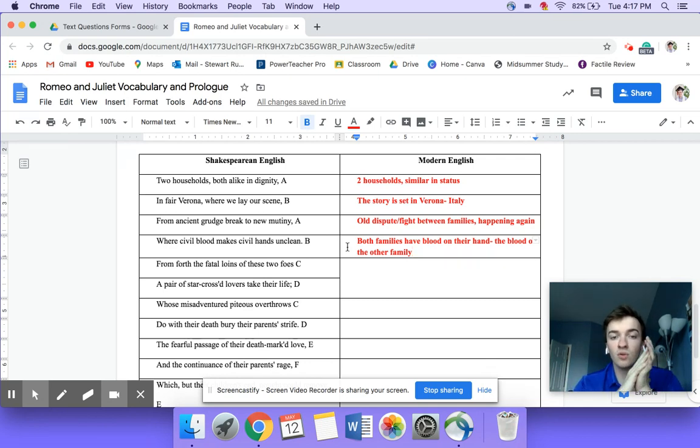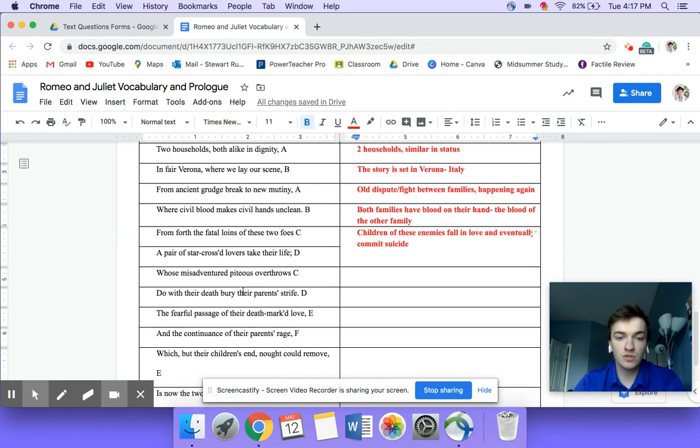"From forth the fatal loins of these two foes, a pair of star-crossed lovers take their life." Now I combined this part so we're going to talk about it together. From the fatal loins of these two foes basically just means the children of these enemies, and these are star-crossed lovers, so we know they fall in love, and eventually commit suicide. So we're going to see with Romeo and Juliet what happens here at the end. That's basically your spoiler alert sentence there. These children of the enemies fall in love and eventually commit suicide.